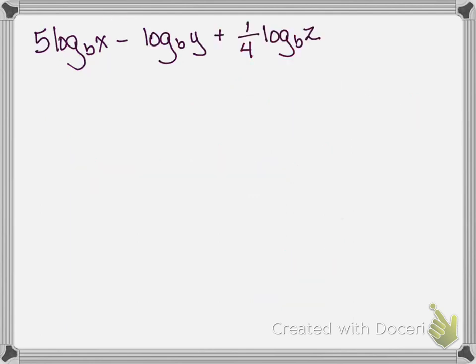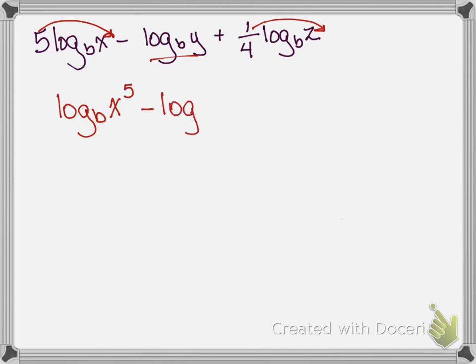Okay. I want to deal with the exponent first. So I am going to take this exponent and I am going to put it with the variable. I don't have an exponent here. So I'm going to have log base b of x to the what? Fifth. Minus log base b of y plus log base b of z to the 1/4. Okay, z to the 1/4.